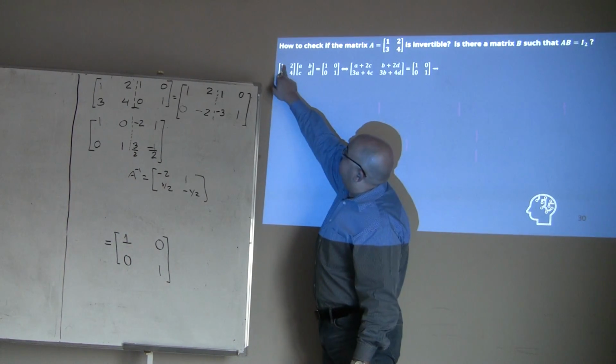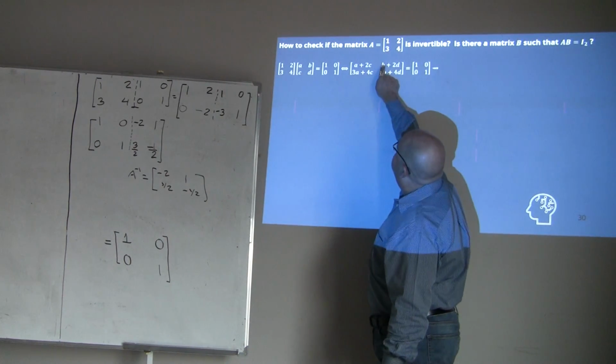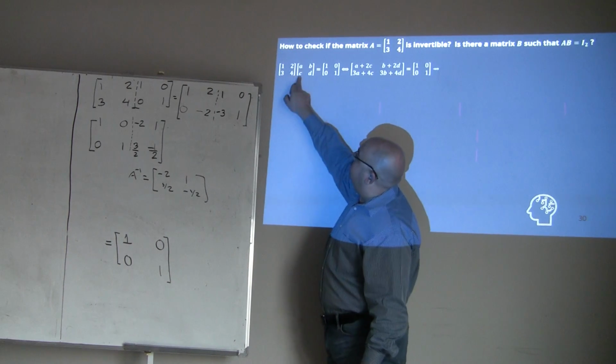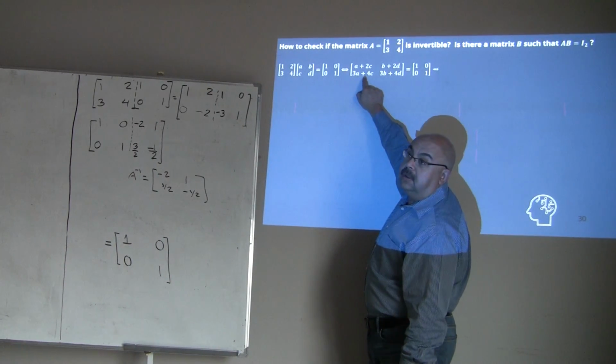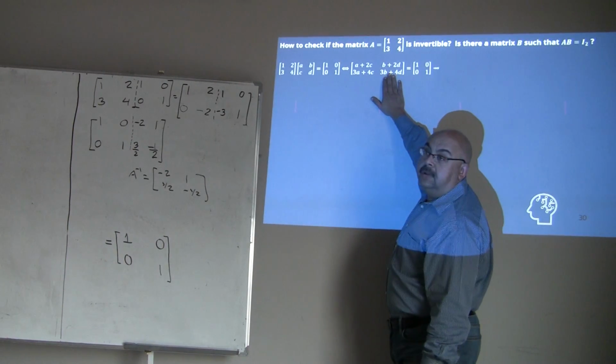Then multiply the first row by the second column. It's going to be B plus 2D. Then multiply the second row by the first column. It's going to be 3A plus 4C. Then do it once more: 3B plus 4D. Here you go.